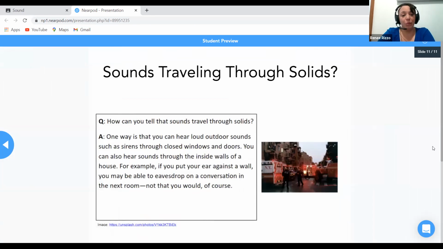And finally, also from the original, how can you tell that sounds travel through solids? One way is that you can hear loud outdoor sounds such as sirens through closed windows and doors. You can also hear sounds through the inside walls of a house. For example, if you put your ear against a wall, you may be able to eavesdrop on a conversation in the next room. Not that you would, of course.